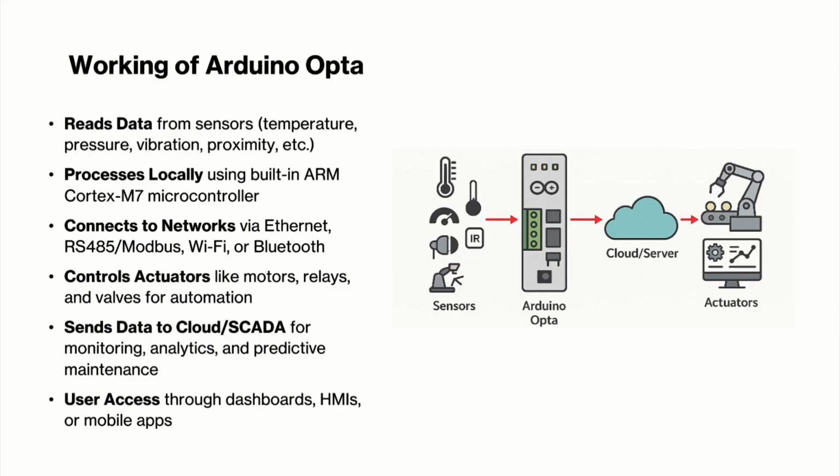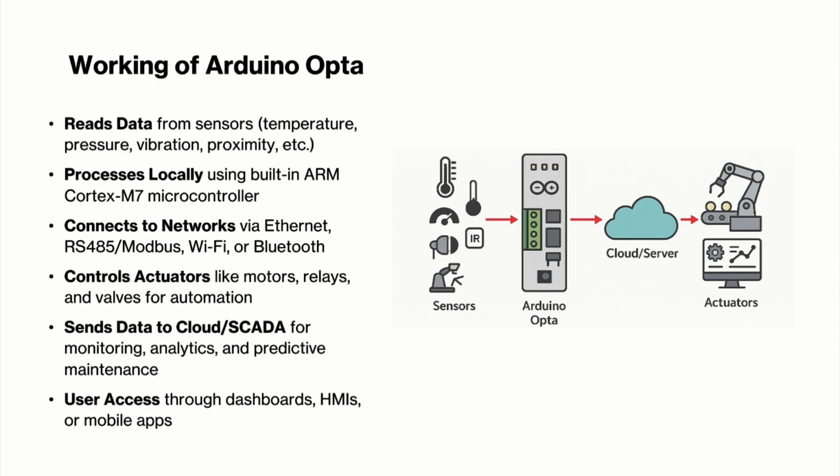It starts by reading data from the connected sensors, for example temperature, pressure, or vibration sensors. Using its powerful microcontroller, OPTA processes this data locally, performing any necessary calculations or logic operations based on the programmed conditions. It can immediately control actuators such as switching on a motor, opening a valve, or sounding a buzzer simultaneously.